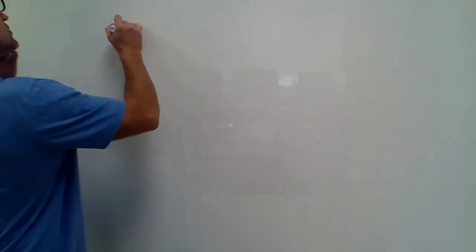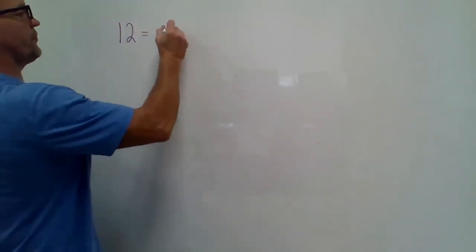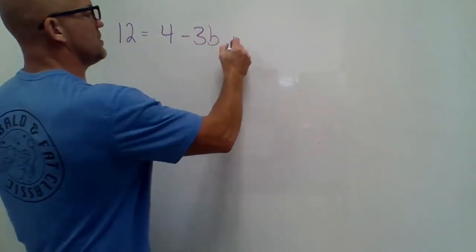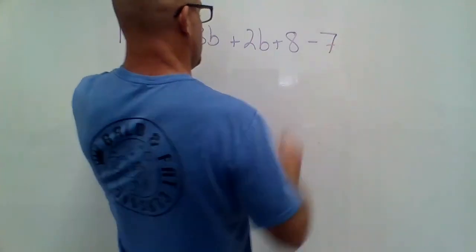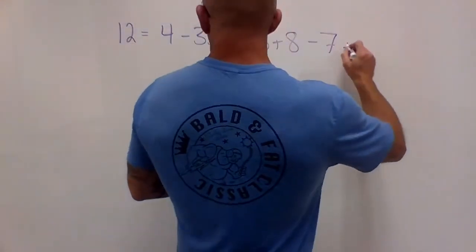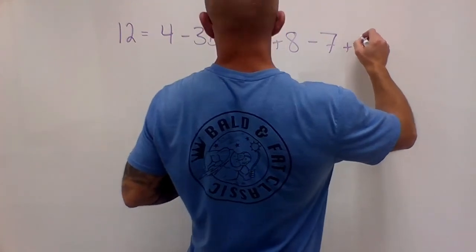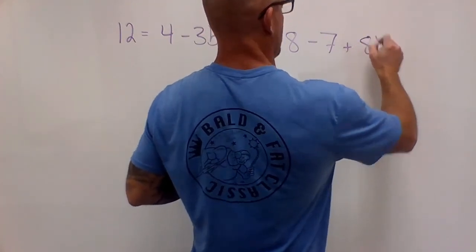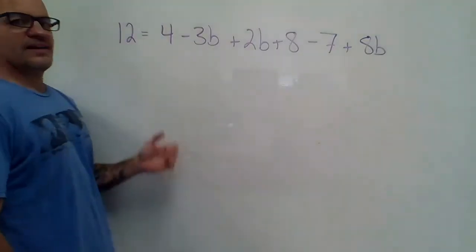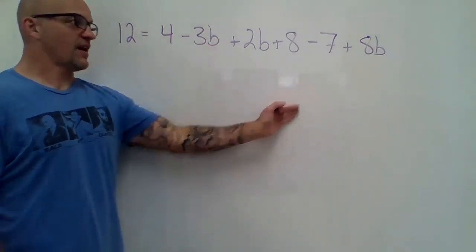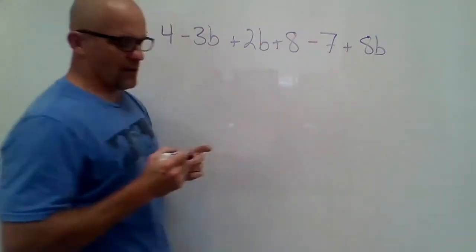Oh, I have a great idea. Let's give you some crazy looking one. Let's say that 12 equals 4 minus 3b plus 2b plus 8 minus 7 plus 8b. Let's try that. Let's see how that works out. So now I've got all kinds of stuff in here. And it's on that side we don't like to see it on, but that's okay.